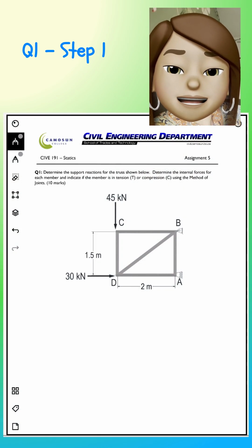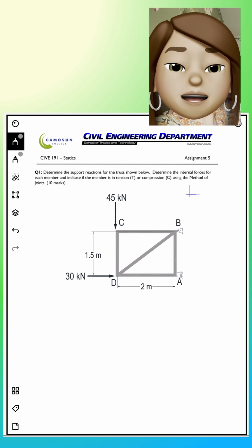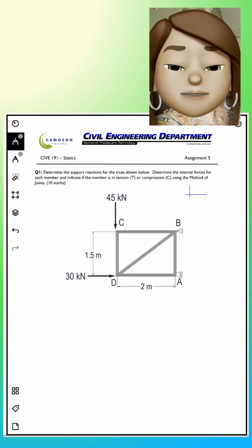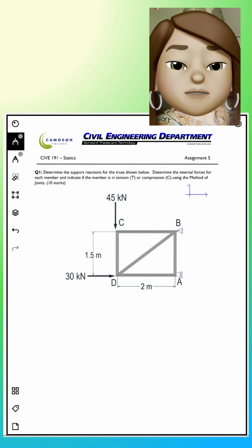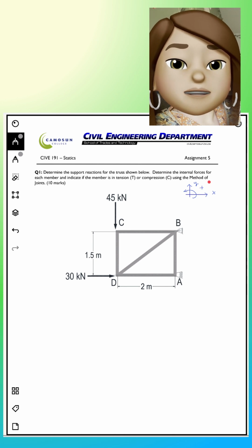Okay, group, let's get this started. First things first, we're going to do a quasi free body diagram by putting in our reference system, labeling all the external loads, identifying the possible reactions. So what do we got?